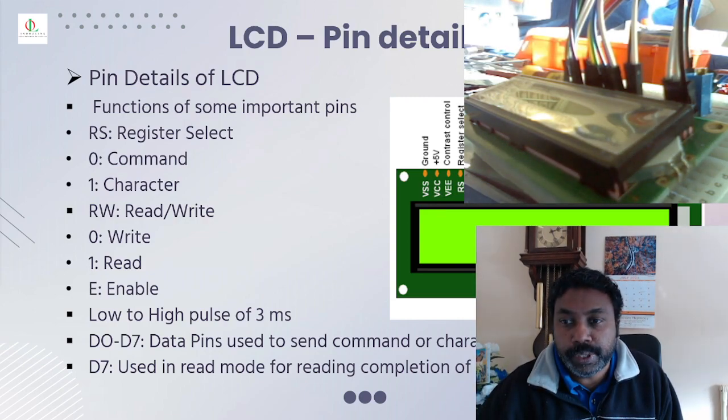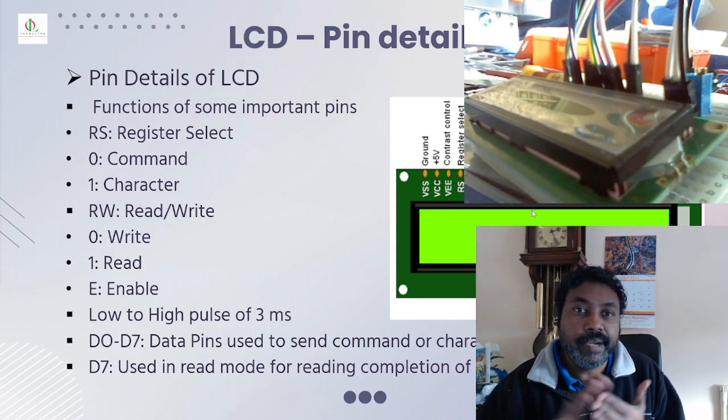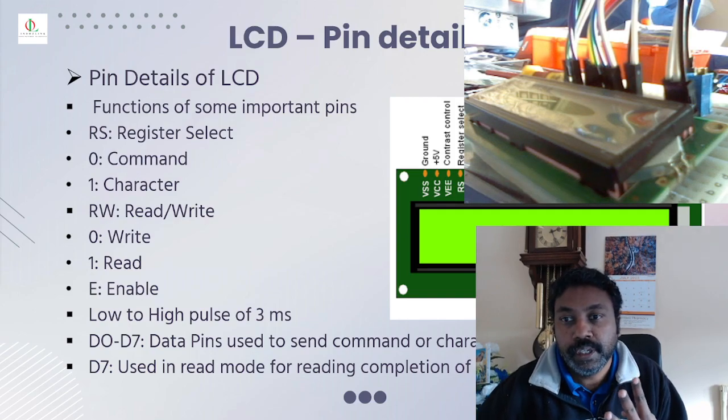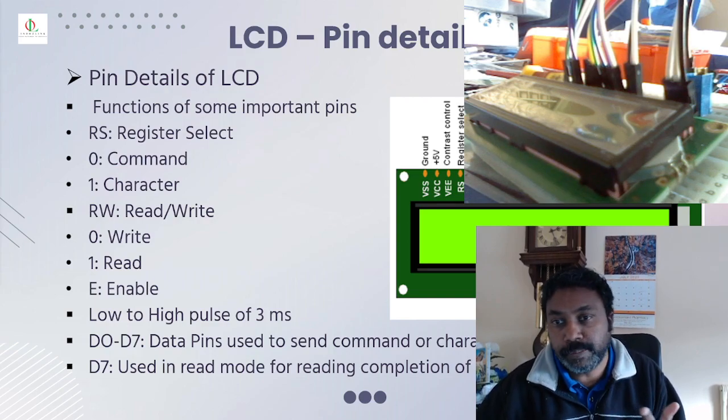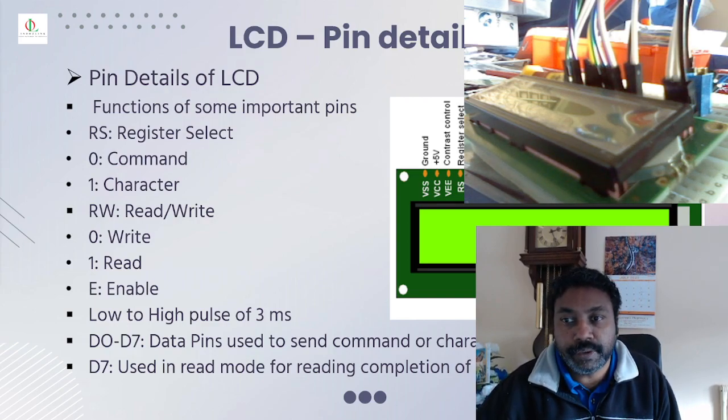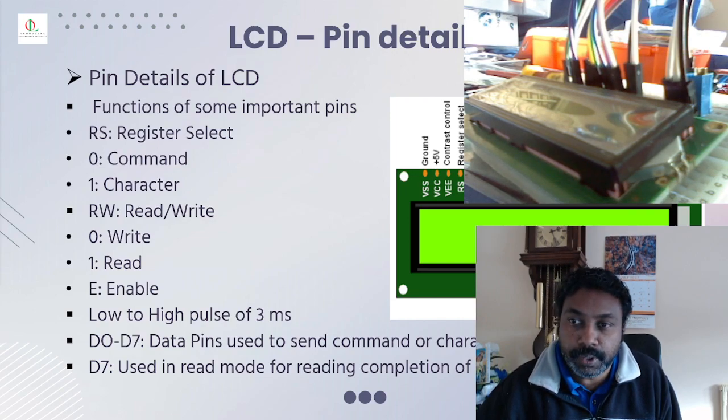D0 to D7 are the data lines. This is an 8-bit LCD. You can also transfer in 4-bit mode. That means D0 to D3 won't be connected in 4-bit mode, but in 8-bit mode all of D0 to D7 will be connected. And there are 2 pins at the end, an anode pin and a cathode pin. You need to connect the anode to plus 5 volts and the cathode to ground to get the extra backlight.